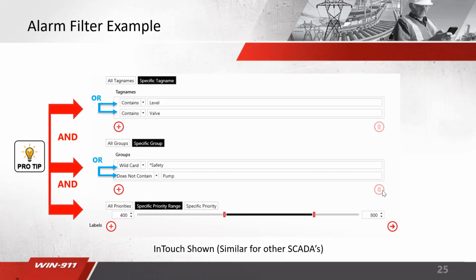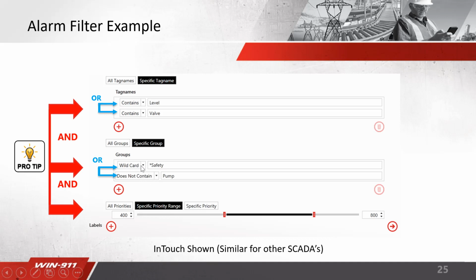So here's an example of your alarm filters, and this is with InTouch, but the process is very similar across any other SCADA. So for InTouch here, we can filter on tag name, group, and priority, and these items are ANDed together. So we're looking for something that contains this tag, this group, and this priority. Now these individual items, they're ORed together, so we're looking for something that contains level or contains valve, and contains safety, but does not contain pump.